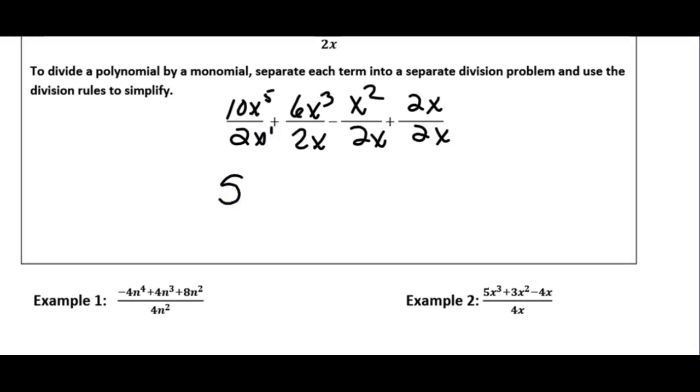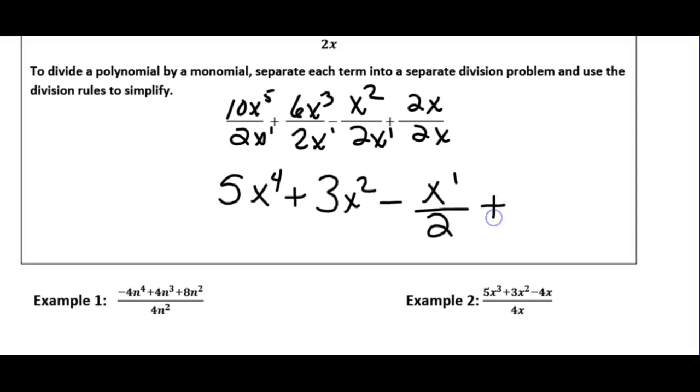X to the 5th over x to the 1st is more x's on top, and how many more? 4. Plus 6 divided by 2 is 3. More x's on top, and how many more? There's 2 more, because 3 minus 1 is 2. Minus more x's on top, and how many more? 1 more, but we still have a 2 on the bottom because it didn't have anything to simplify with.